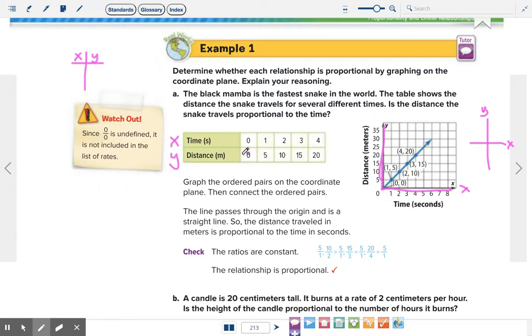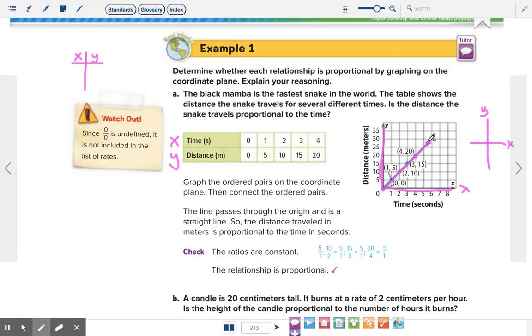So if you notice, distance goes up to 20, so they counted by 5s. That's fine. You can count by 1s, 2s, as long as you have a pattern. Can't just say 1, 2, 7, 8, 12. Like, that makes no sense. So then we just graph the points that they give us: (0, 0), (1, 5), (2, 10), (3, 15), and (4, 20). So once you graph it, we can see it makes a straight line.